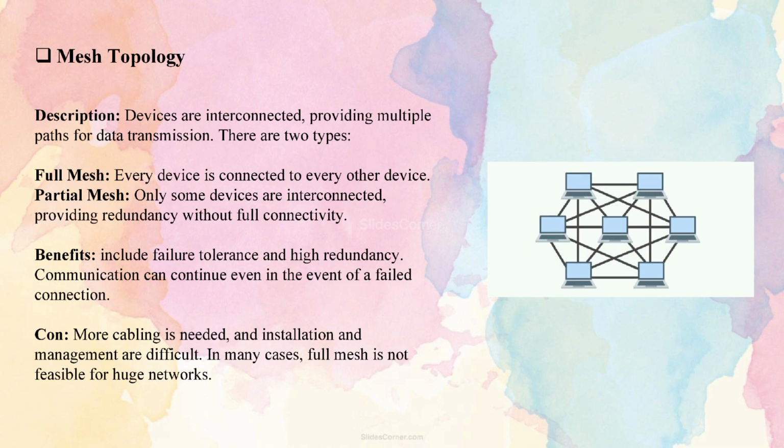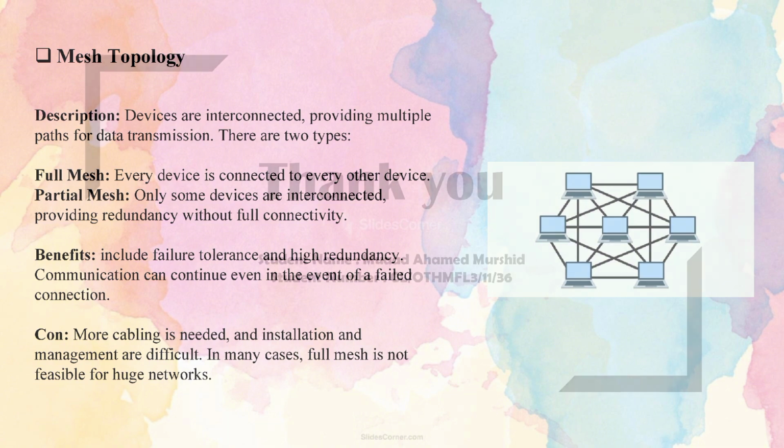Mesh topology. Description: devices are interconnected, providing multiple paths for data transmission. There are two types: full mesh, where every device is connected to every other device, and partial mesh, where only some devices are interconnected, providing redundancy without full connectivity.